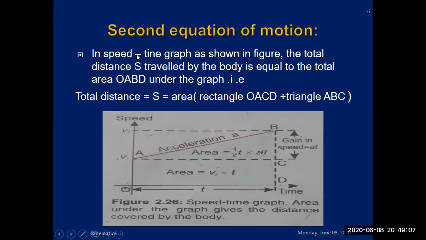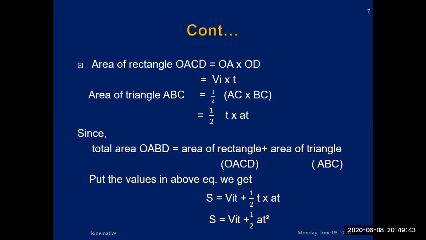Now, what about the second equation of motion? The same rules hold for all types of equations. In the speed-time graph, as shown, the total distance traveled by the body is equal to the total area OABD under the graph. What is the total area? Total distance S is equal to the area of rectangle OACD plus triangle ABC. This one is the triangle and this one is the area of the rectangle. When you find the total distance covered by the body, this will be the second equation of motion, and this is used to calculate the total distance covered by a body.